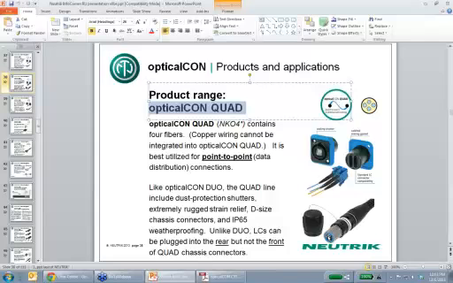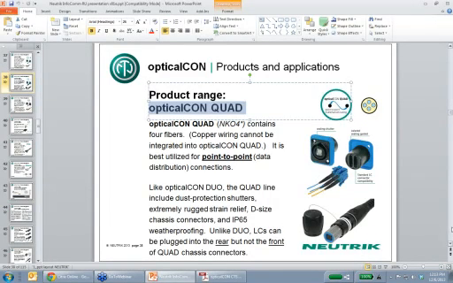It's interesting, our quad sales are increasing even faster than our duo sales. Once people see that opticalCON is a way to patch equipment together, they start to say, oh, there's a lot of stuff here I can patch. Where opticalCON duo is typically found on equipment, opticalCON quad is typically found on patch solutions, again, to get from point A to point B and move a lot of fibers around.